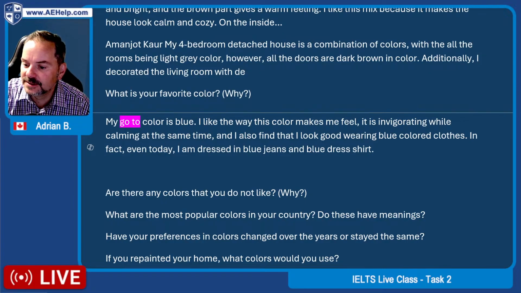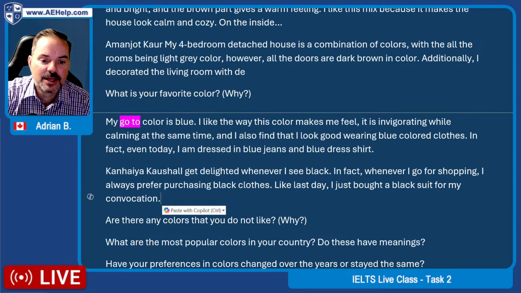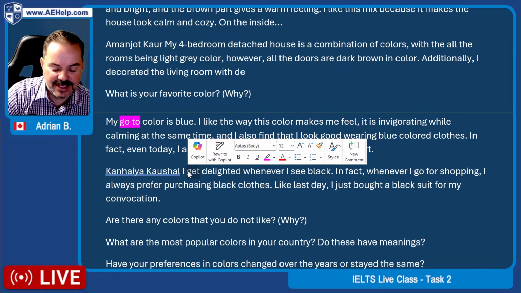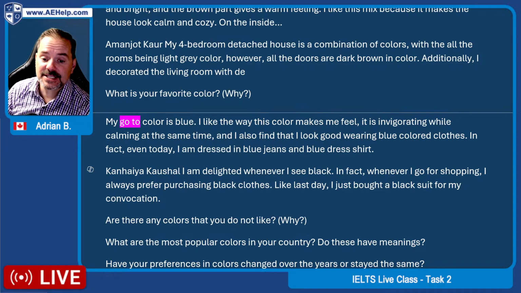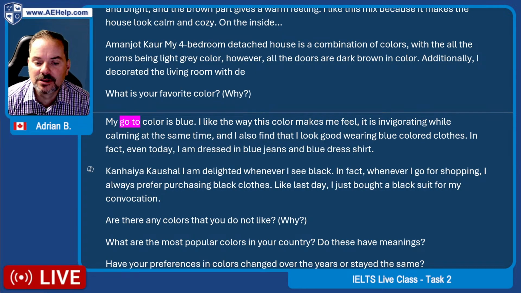Kanhaya Kaushal says, I get delighted whenever I see black. Instead of "get," "am" is more natural, Kanhaya. I am delighted whenever I see black. In fact, whenever I go shopping, I always prefer purchasing black clothes.